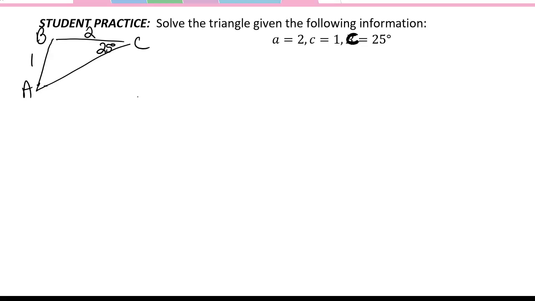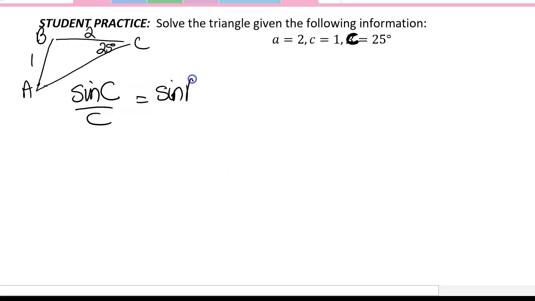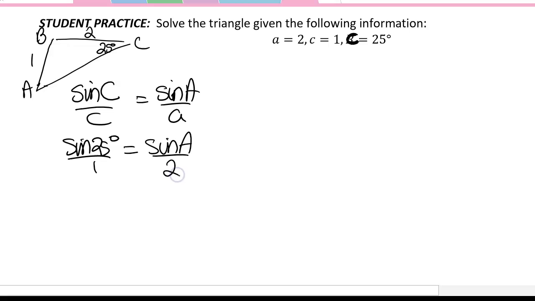And how do I know this? Because I have two side lengths and one angle, so I'll have to find an angle first. Okay, so I've got sine. Look at this, we've got C and C, so sine C over C. We're finding an A, so sine A over A. Sine of 25 degrees over 1 equals sine A over 2. So, ding ding ding. Got to find an angle first. I'm using the law of sines.